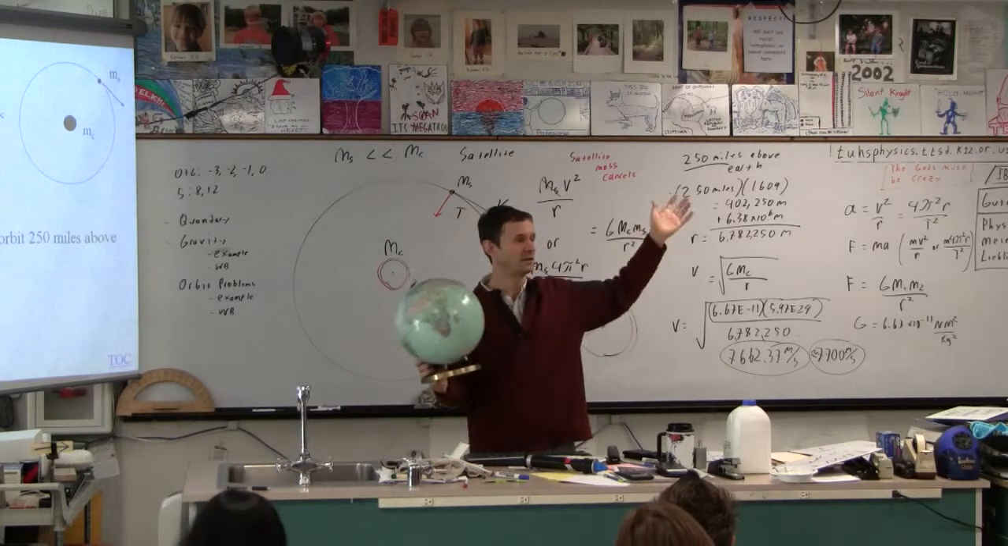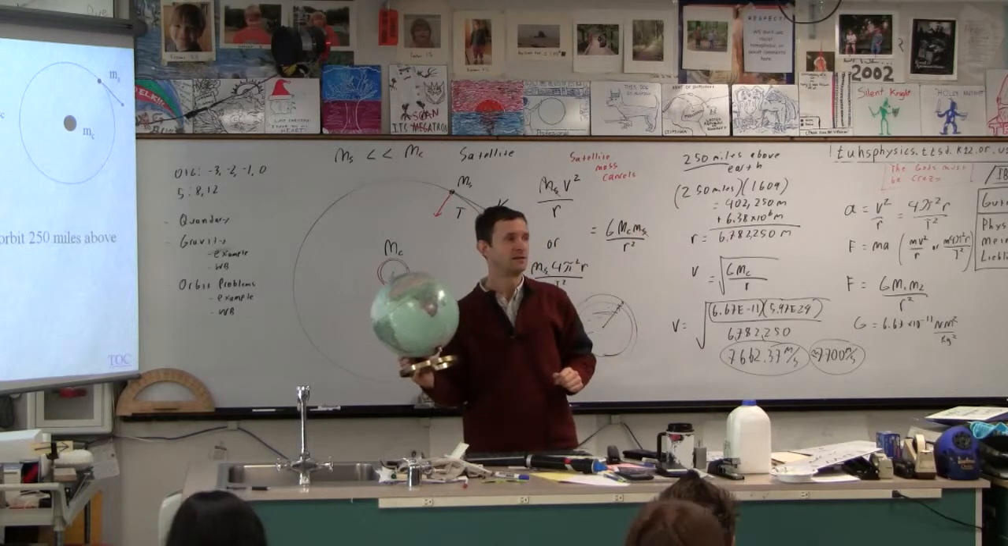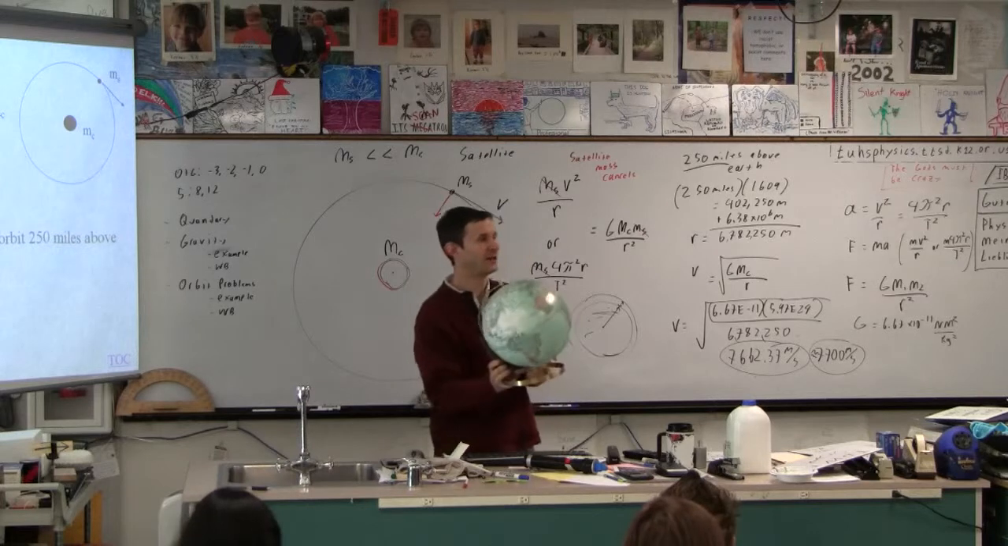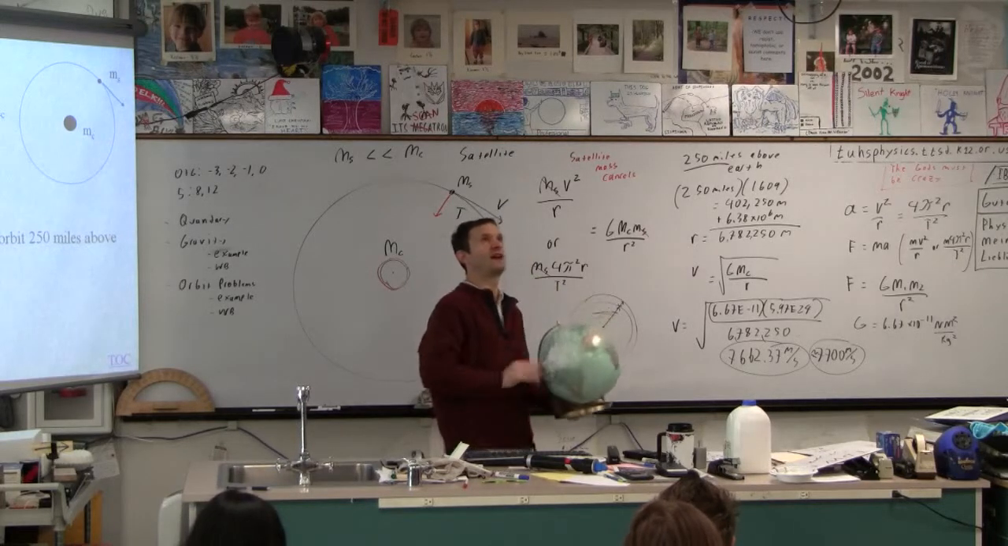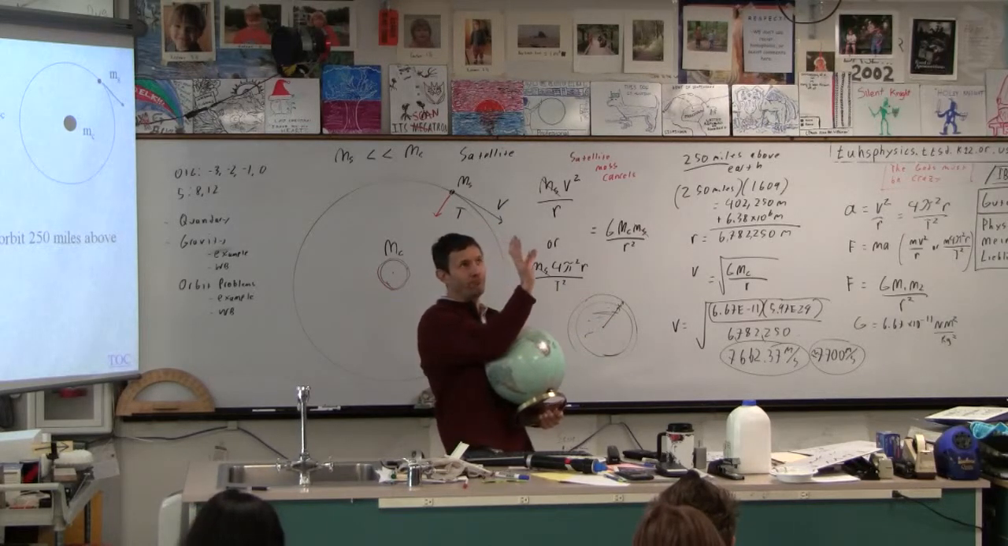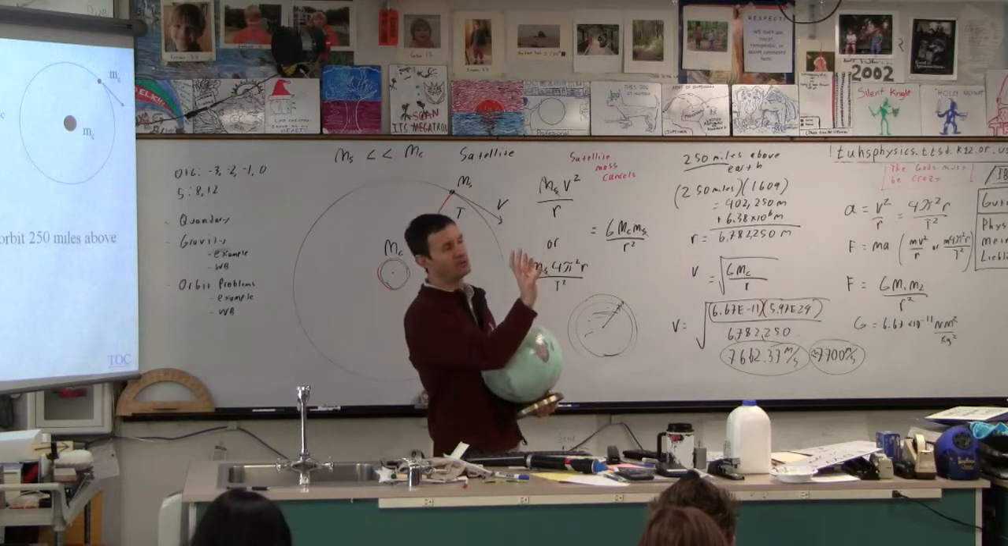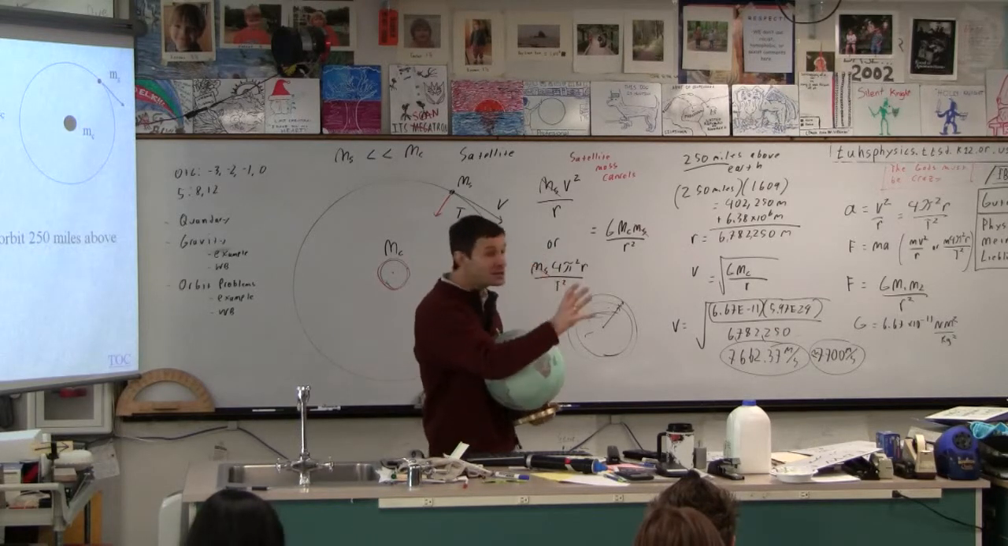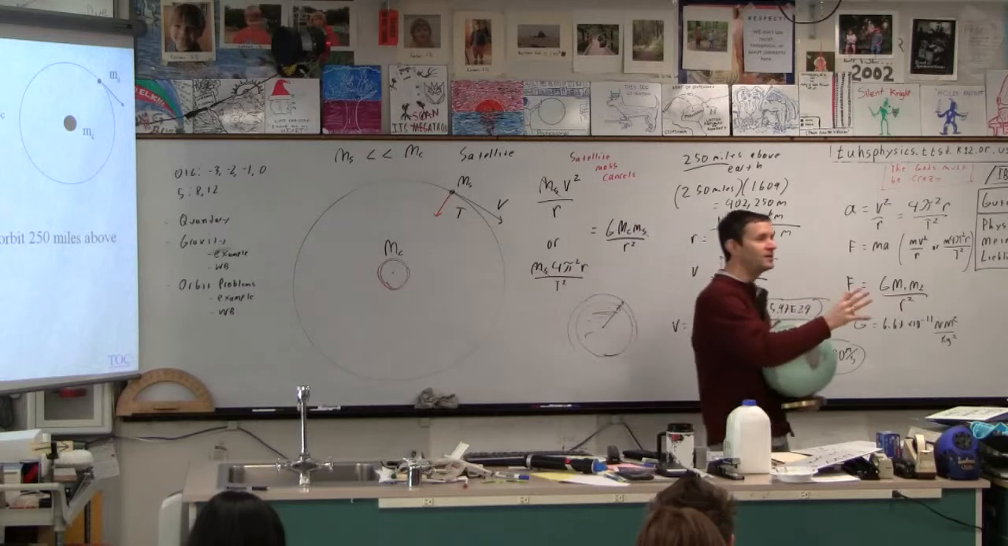How many people have a satellite dish on their house? Yes. Do the satellites move? Does the satellite dish sit there and track across the sky? Or does it just point to one spot in the sky? How does it do that? It points to one spot in the sky. How does it do that?